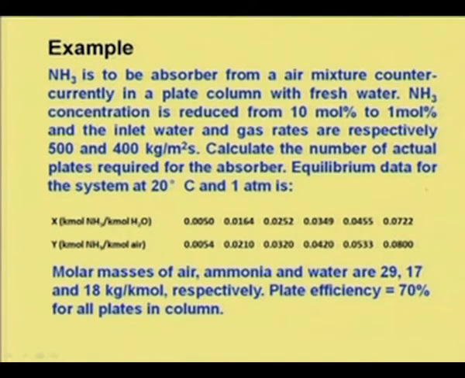Equilibrium data for the system at 20 degree centigrade and 1 atmosphere pressure is given, and molar masses of air, ammonia and water are 29, 17 and 18 kg per kmol, and the plate efficiency is given as 70% for all plates in the plate column. So, we have to calculate the number of actual plates required for the absorber. Initially we have to calculate the number of ideal plates required.